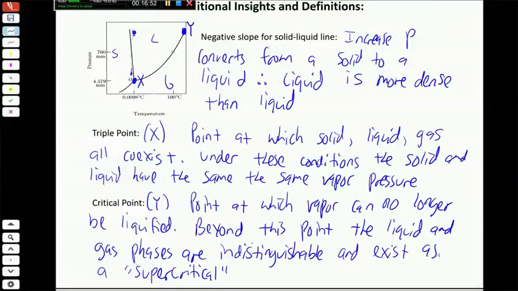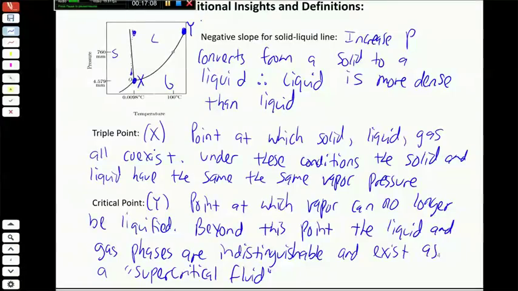I'll put the whole thing in quotes. Supercritical fluid. All right, so essentially that's the point where we no longer have two separate phases. We just have one phase called a supercritical fluid that exists when we go beyond that.